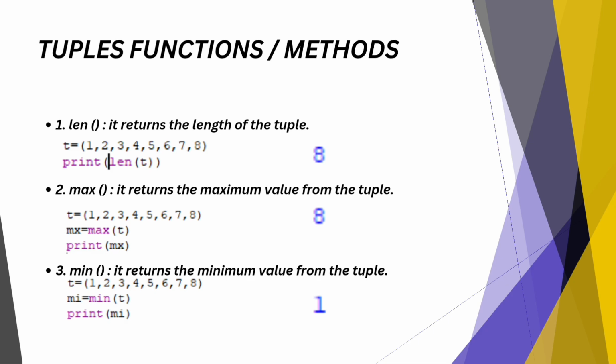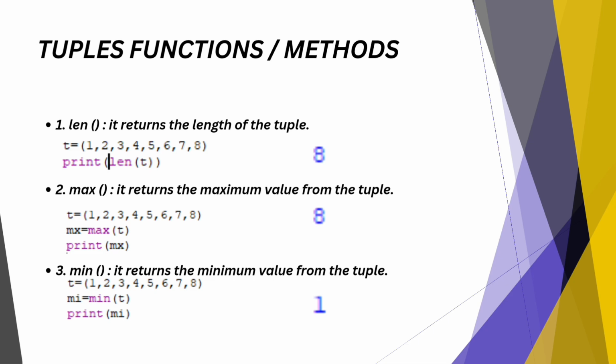Then we have the tuple functions or methods. First one is length. Length will give the length of the tuple, number of elements you can count. Max function will give the maximum value from the tuple. Here in this example we have 8 as the maximum value. And third one is the minimum function. Minimum function will give the minimum value from the tuple. Minimum value is 1 here, so it will give the value as 1.